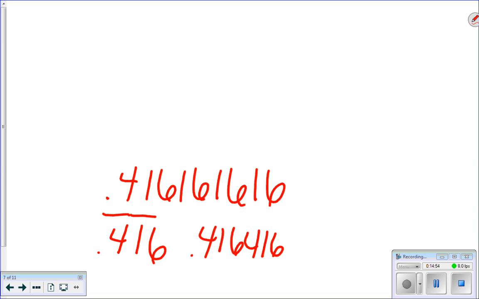Sometimes if you do it on your calculator, and I'm just going to show you quick, I'm going to divide something. It's going to come up to be a decimal, and it's going to be repeating. Let's see, I'll do, okay, 4 divided by 9. Let's do 5 divided by 9.